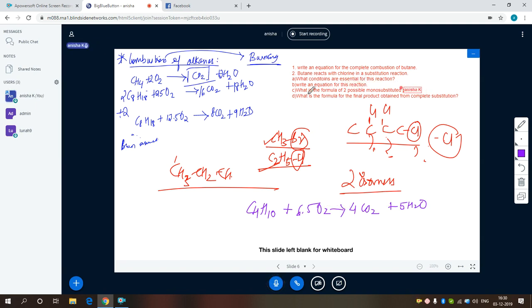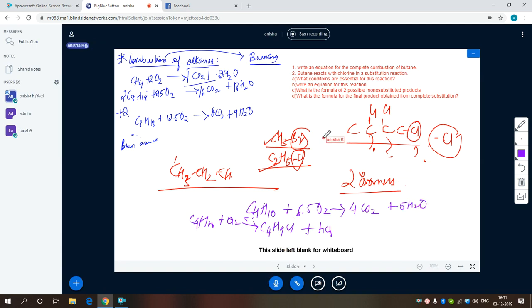Next one, butane reacts with chlorine in a substitution reaction. What conditions are essential for this reaction? UV light. Okay. Third one, for B, it's the substitution reaction for butane and chlorine. It's C4H10 plus Cl2 gives C4H9Cl plus HCl. Okay, right.